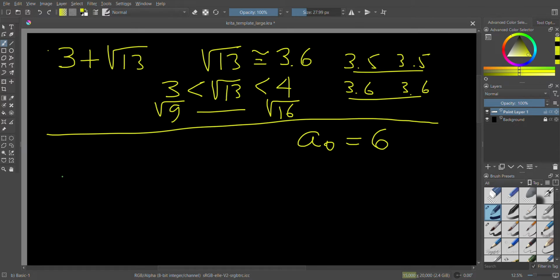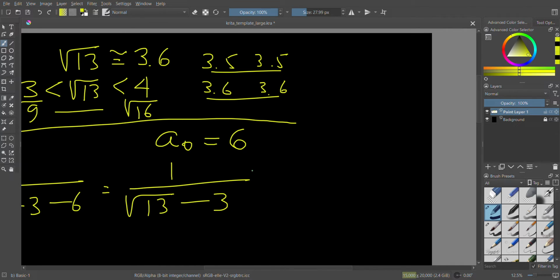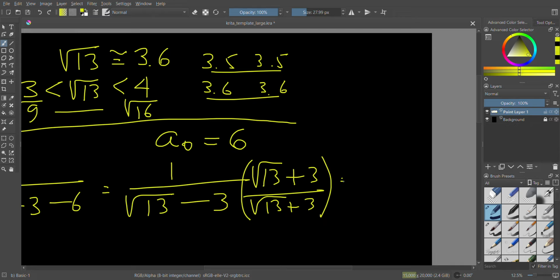So let's calculate our alpha 1. It's going to be square root of 13 plus 3 minus 6, which is equal to square root of 13 minus 3. Then we conjugate this number and get square root of 13 plus 3, and then 13 minus 9, which equals 4.